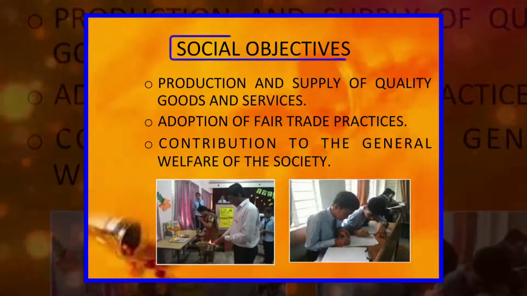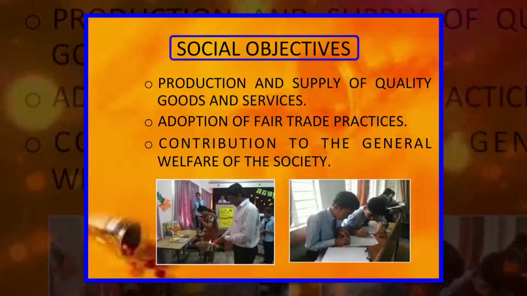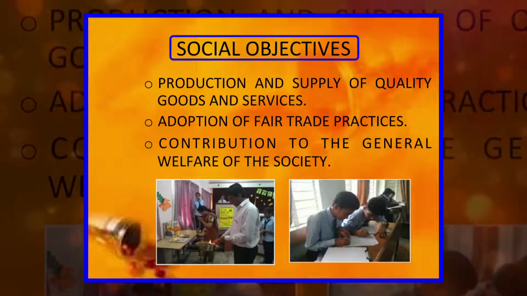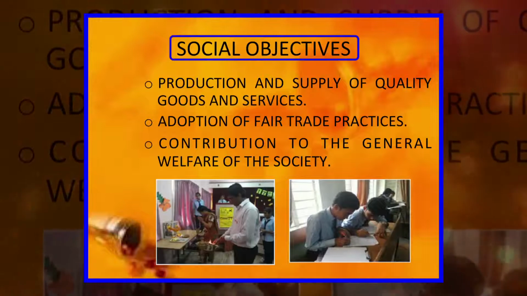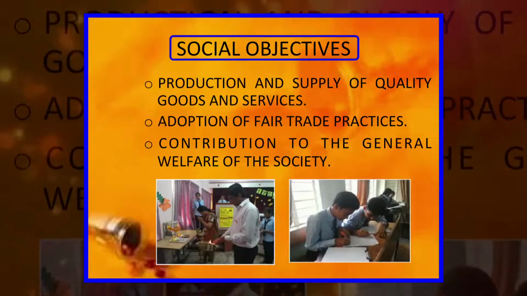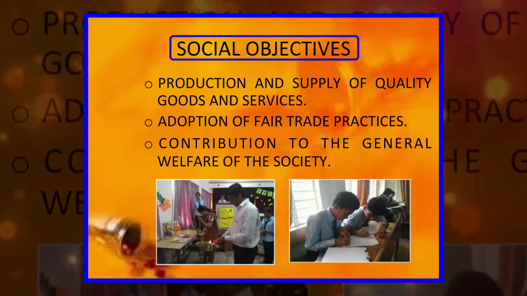The next point is production and supply of quality goods and services. Since the business utilizes the various resources of the society, the society expects to get quality goods and services from the business. The objective of business should be to produce better quality goods and supply them at the right time at the right price. They should charge the price according to the quality of goods and service provided to the society.